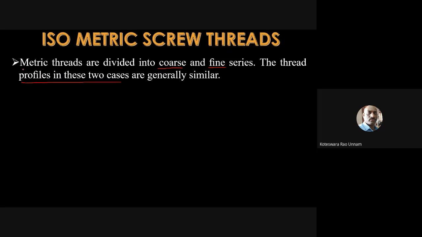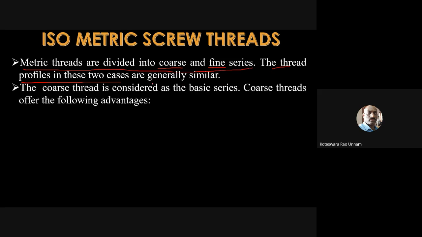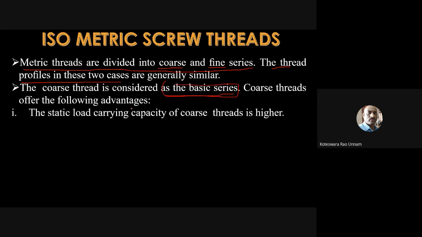See, that's what is written here. Metric threads are divided into coarse and fine series. The thread profiles in these two cases are generally similar. The coarse thread is considered as the basic series. So generally, the coarse series is considered a basic series. Why are coarse threads considered the basic series? Because of the following advantages.